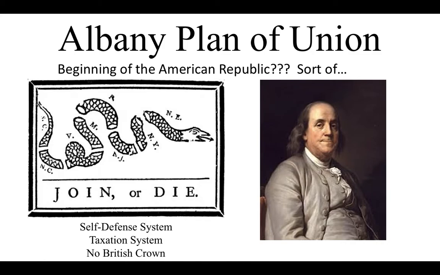So they presented it to the colonial governments and said, you know, we should kind of come together, create this united colonies. And they had to present it to King George and say, what we want to do is have the colonies come together kind of as one. And everybody looked at Benjamin Franklin's plan and said, what do you think?